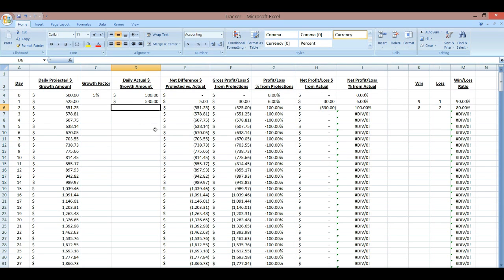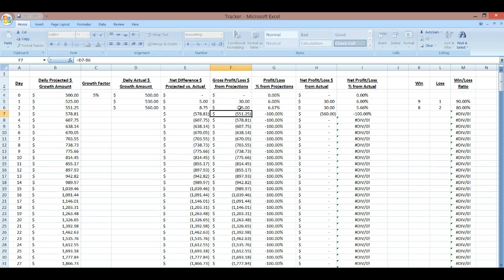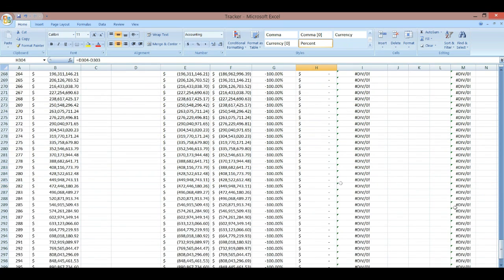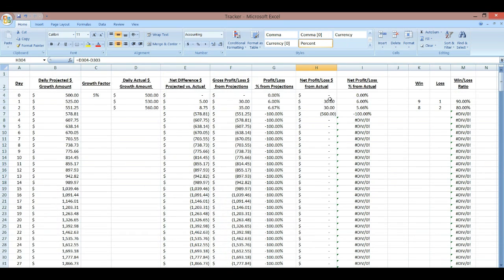Now we get to day 2. You're supposed to get it up to 551, but let's say you had another good day and got it up to 560. Great, net difference of $8.75. Gross from projections, again, this is from the previous day: you took it up $35, and you're up 6.7%. But in actuality, from yesterday you are up only $30, not $35. So your actual growth was 5.7%.